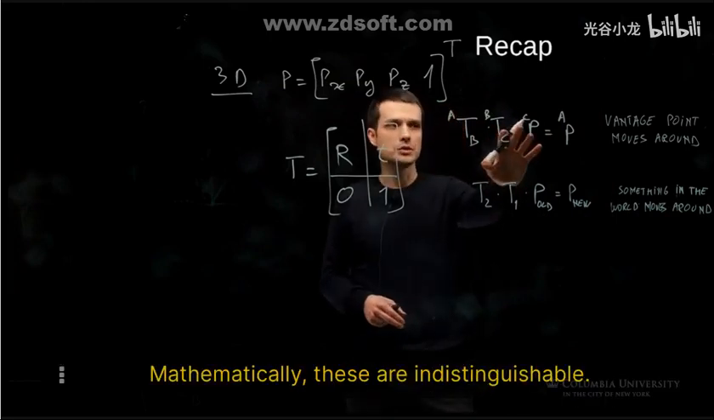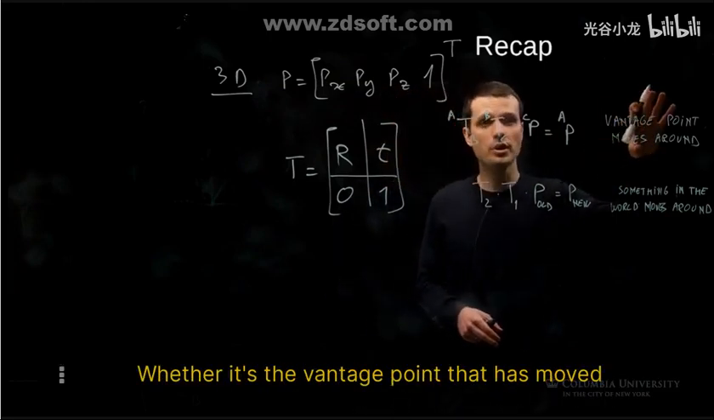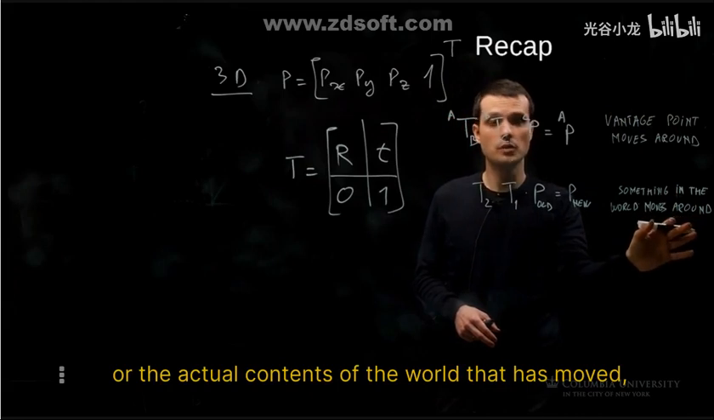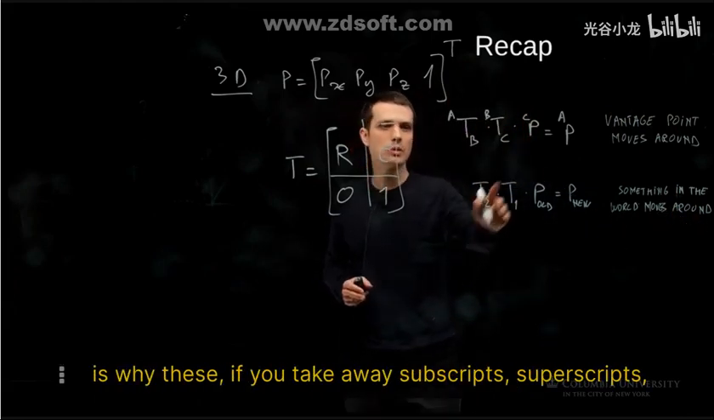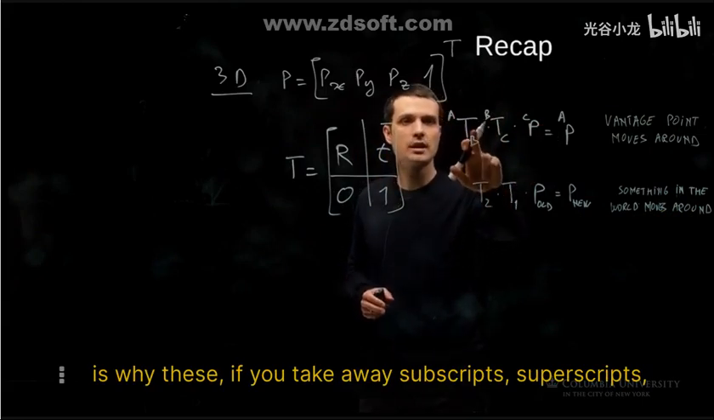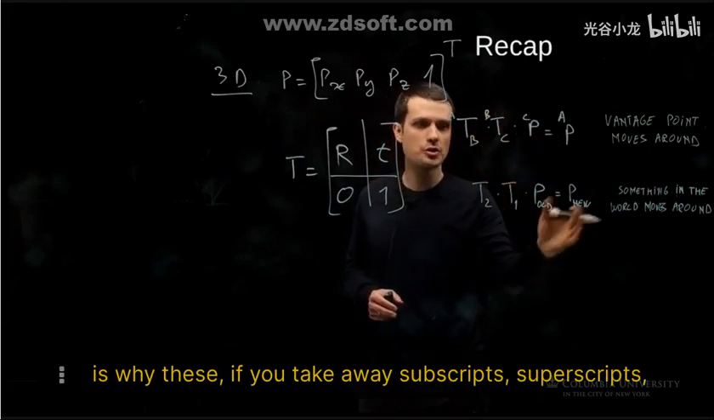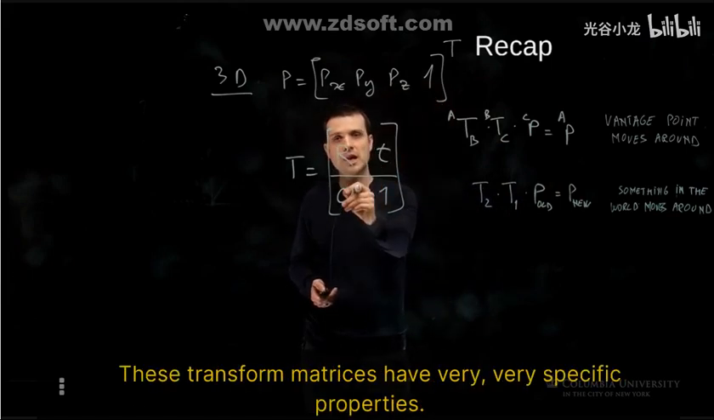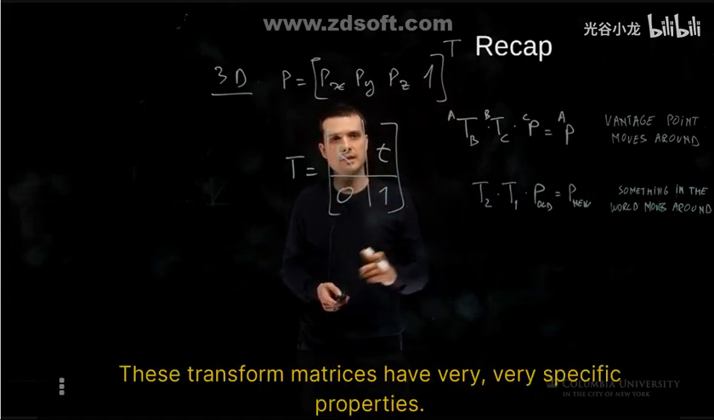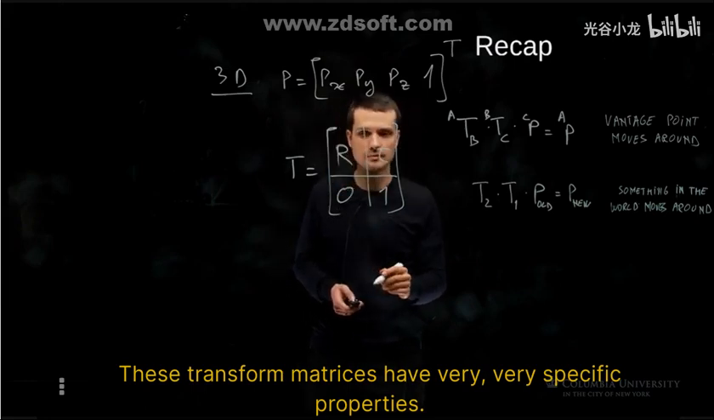Mathematically, these are indistinguishable. Whether it's the vantage point that has moved or the actual contents of the world that has moved, there's no difference from a mathematical perspective, which is why these, if you take away subscripts, superscripts, they look the same.